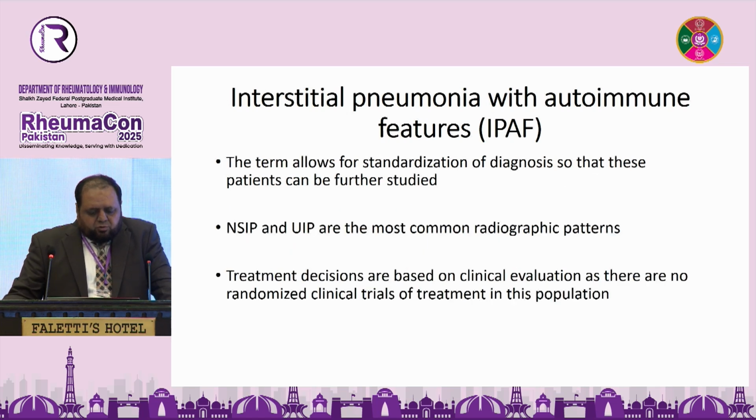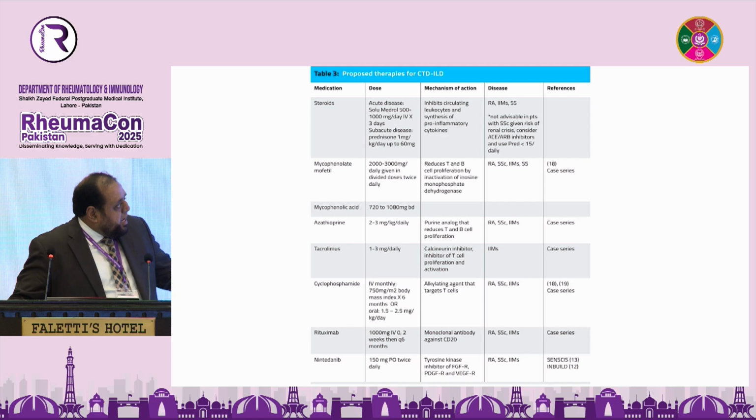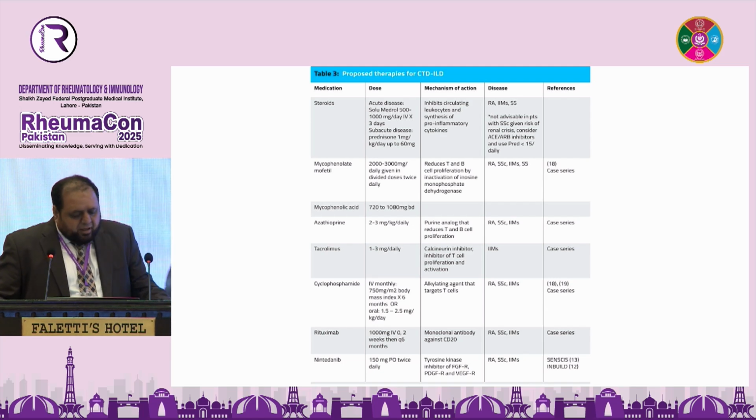So the term allows standardization of diagnosis so that these patients can be further studied. NSIP and UIP are the most common radiographic patterns in these patients, and treatment decisions are based on clinical evaluation, as there are no randomized clinical trials of treatment in this population. This is a table with the common medicines, steroids, mycophenolate, azathioprine and tocilizumab, which we commonly use to treat patients with CTD associated ILDs.